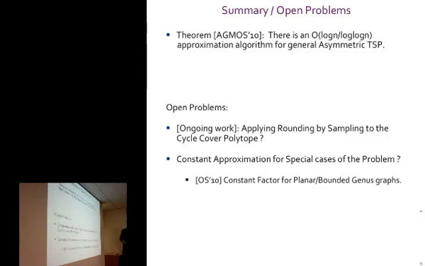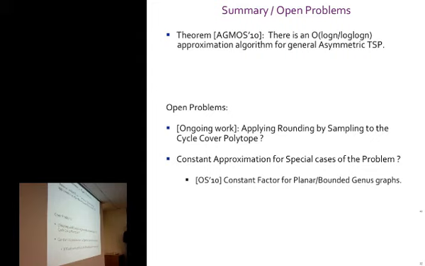Good. So in the summary, for ATSP, we give log n over log log n approximation. And here's a nice open problem. You can write the solution of LP as a convex combination of cycle covers instead of spanning trees, and then you can apply the rounding by sampling method to the cycle cover polytope. This is currently what we're working on, and it may be possible to get better than log n over log log n in this way.